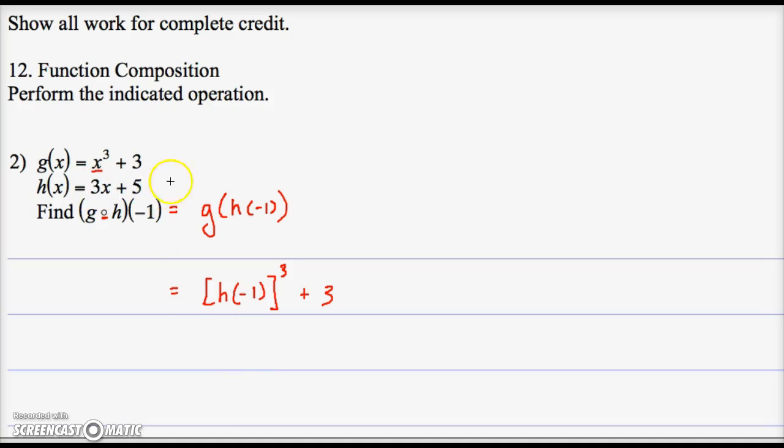Well, I can figure out what h of negative 1 is. I have to do that before I can cube it. So h of negative 1 is equal to 3 times negative 1 plus 5, which is equal to 2. So h of negative 1 is equal to 2. So now I have 2, cube that, and add 3 to it, and that is equal to 11.